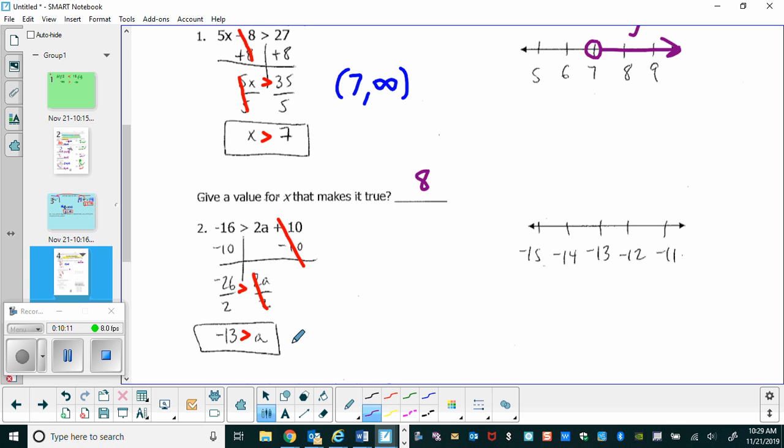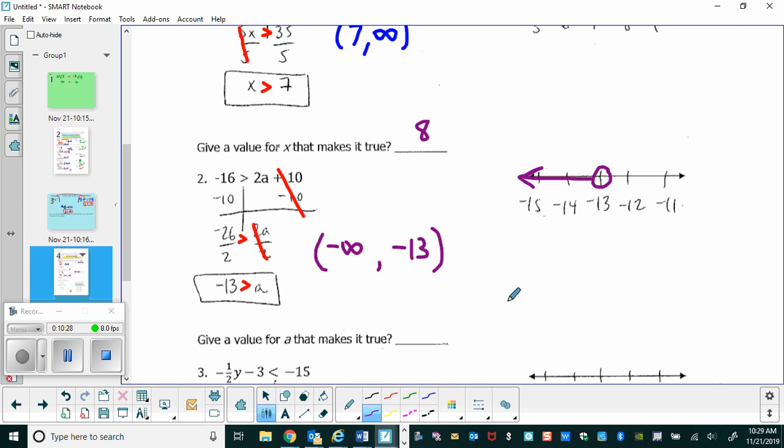So in interval notation, you've got your negative 13. And since a is less than, we're going to be shading back towards negative infinity. You can never equal infinity, and it's not an or equal to problem, so that gets parentheses. You'd have an open circle, and we'd be shading less than, and negative 15, we can see here, would be a value that would work.